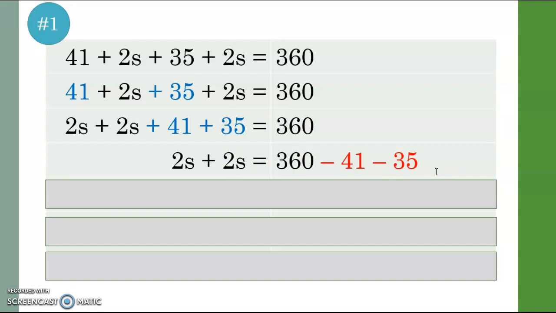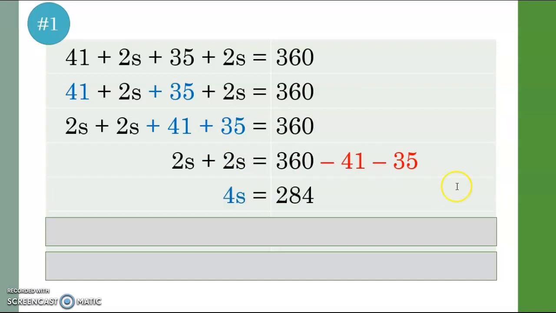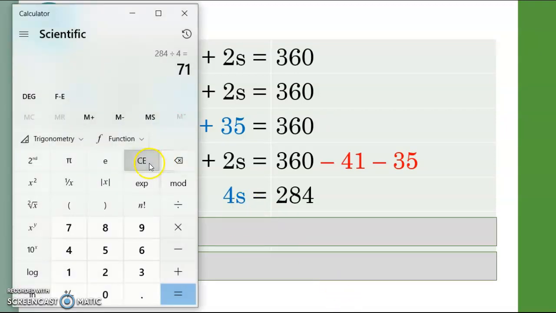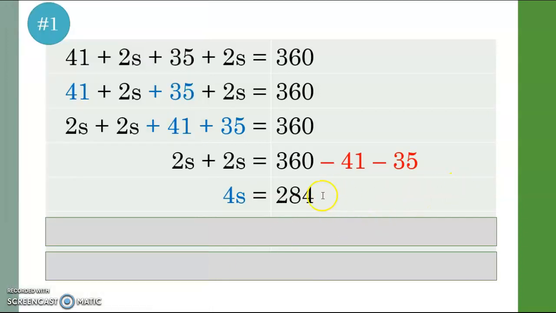Okay, and on the next line, we're going to simplify this even further. On the left, we have 2s plus 2s. 2s plus 2s is equal to 4s. 2 plus 2 equals 4, and then you just keep the s with it. And on the right, this is where we're going to do our calculator work. We have 360 minus 41 minus 35. So 360 minus 41 minus 35 equals 284. Okay, so that's where we get the 284.